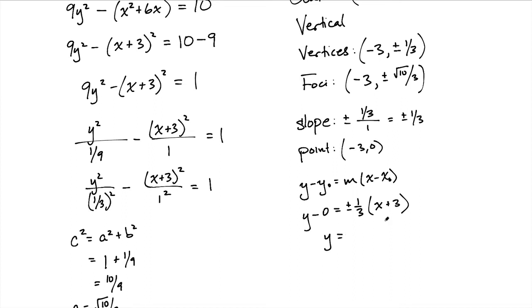So we have y equals, and if I go and distribute that, plus or minus 1/3 x, and then plus or minus 1/3 times 3 is plus or minus 1. Okay. You can write them as separate things if you want. Take the positive through that, or take the negative through, and then have those two separate equations. Doesn't really matter. Or, of course, you could just leave it in this form that's already factored. So those are the equations of our asymptote.